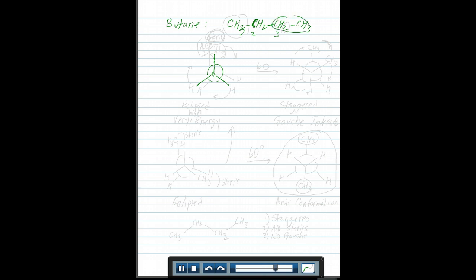But this carbon has two hydrogens attached to it. So I don't know, let's just put a hydrogen here. It doesn't matter where you put them. And then the third thing it's attached to is this whole CH3 group. Okay, so that's a carbon with three hydrogens. I'm going to first draw it in an eclipsed conformation. Then the carbon in the back, carbon 3, has two hydrogens and another CH3 group. So let's draw them eclipsed.